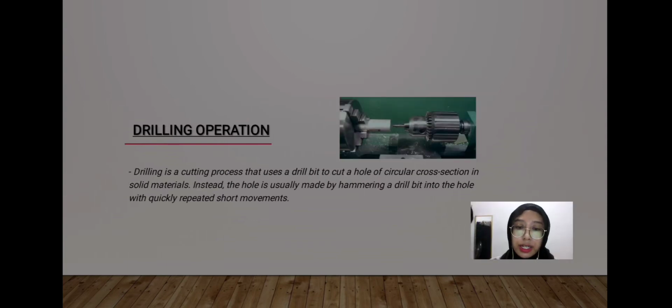Drilling operation is a cutting process that uses a drill bit to cut a hole of circular cross-section in solid materials. Instead, the hole is usually made by hammering a drill bit into the hole with quickly repeated short movement. That was drilling operation.